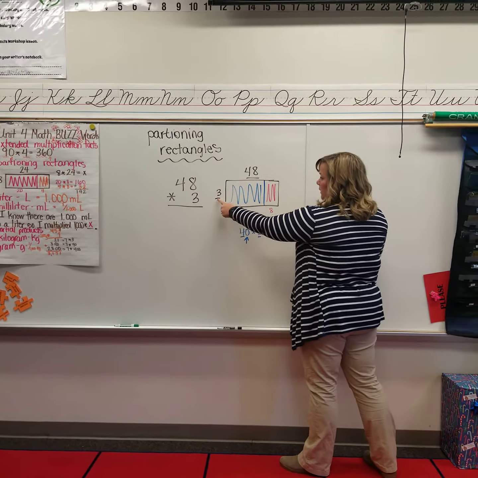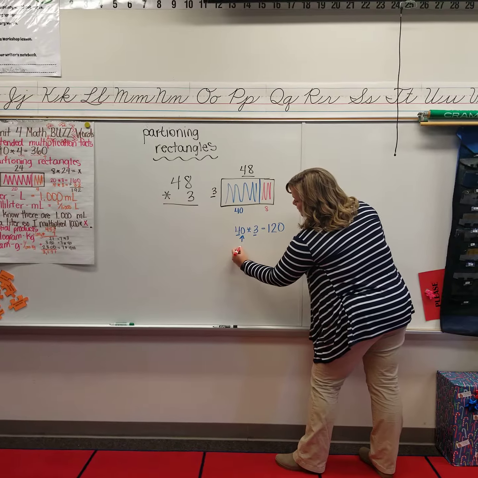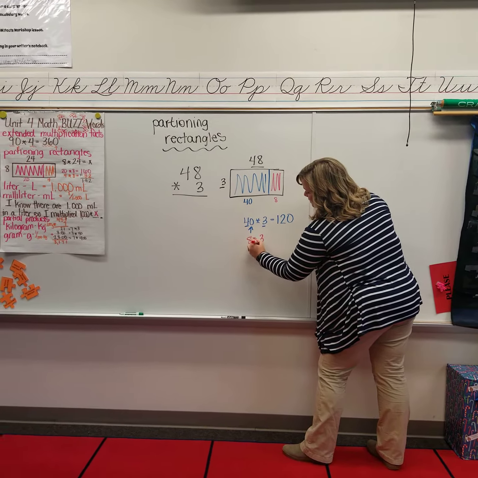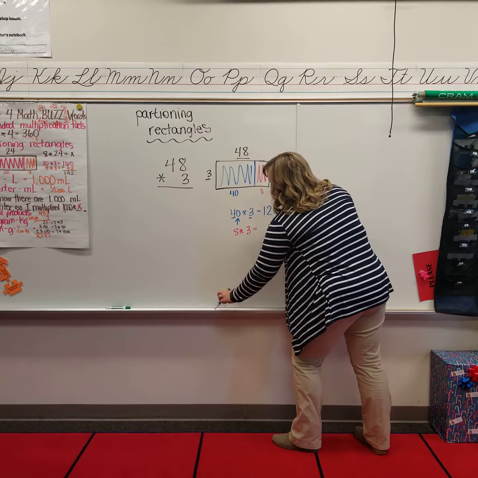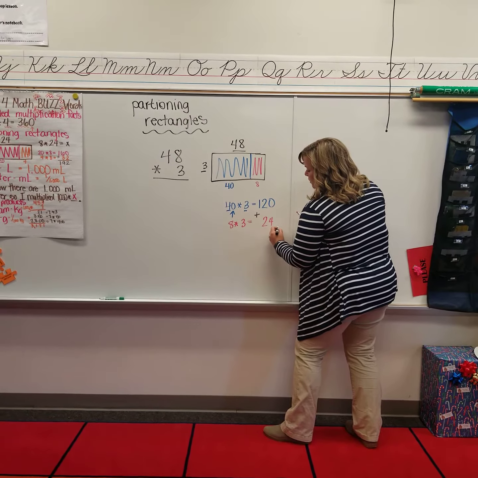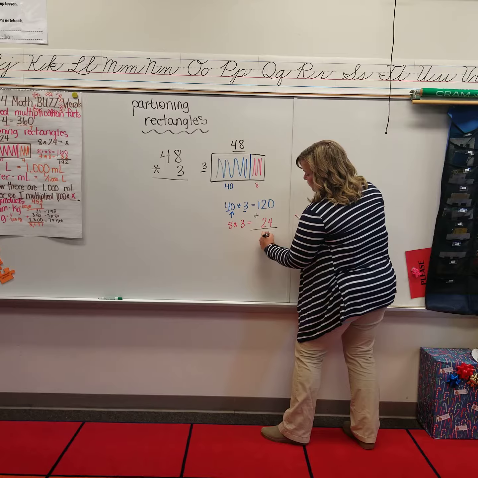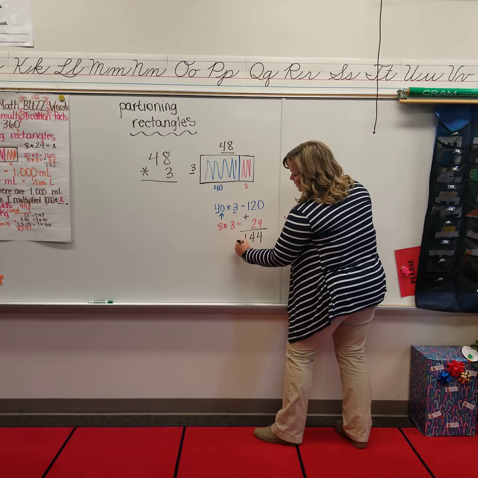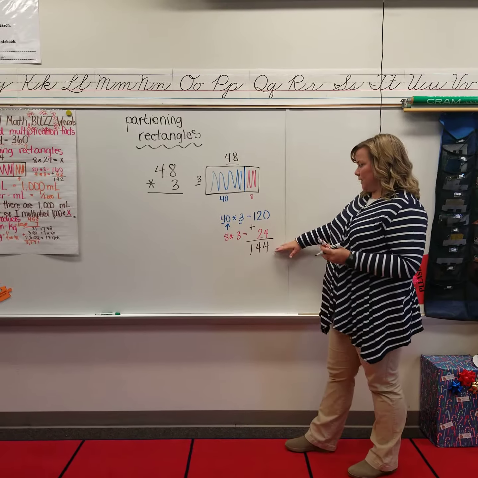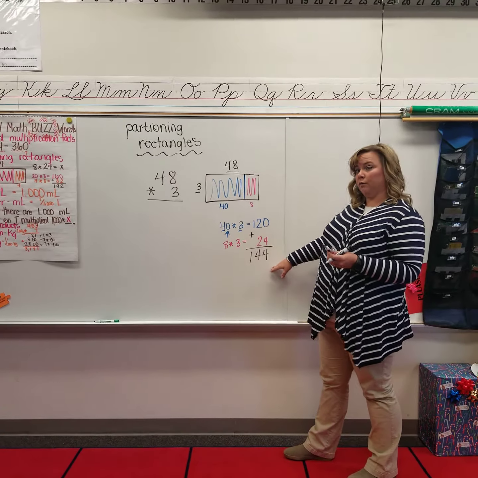Then I'm going to multiply 3 times 8. That is 24. Then I'm going to add those two numbers together. 0 plus 4 is 4. 2 plus 2 is 4. 1 plus 0 is 1. So my product here would be 144.